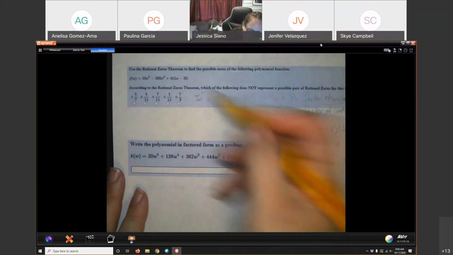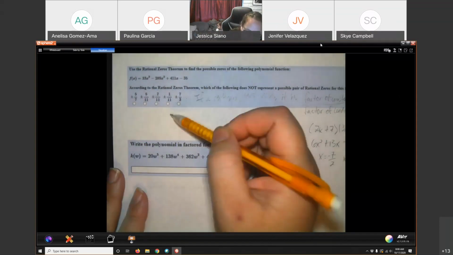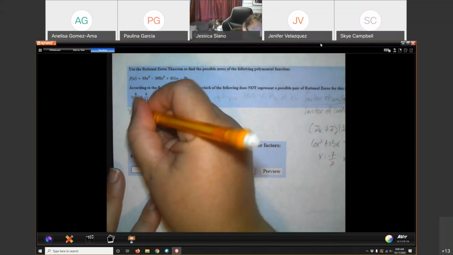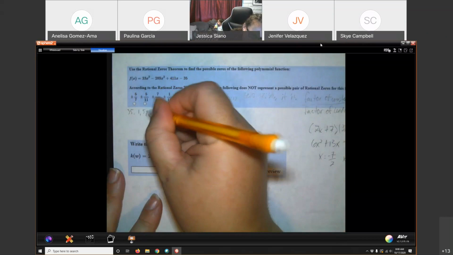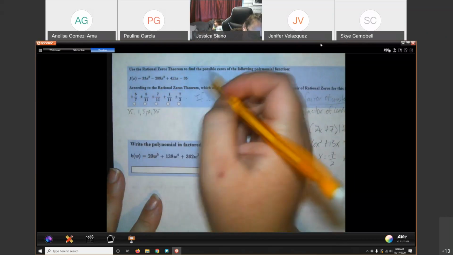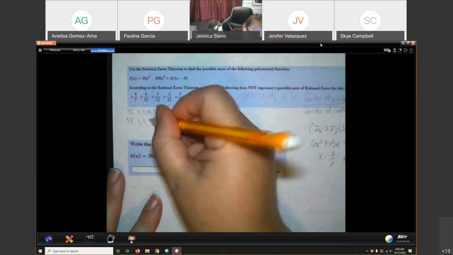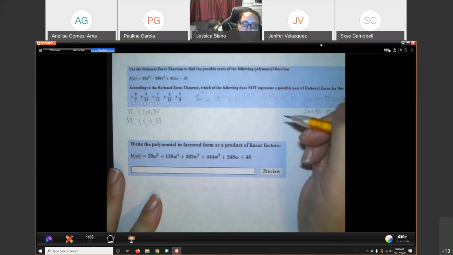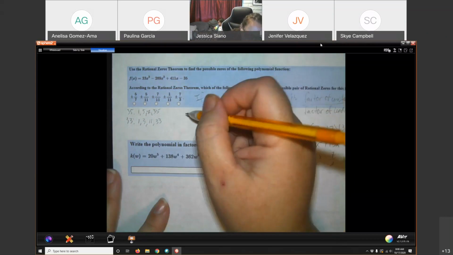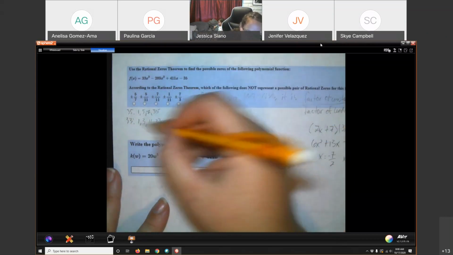So in order to determine which ones of these are possible, we're going to factor 35. That's my constant term. 1, 5, 7, 35. And we're going to factor 33. That's my leading coefficient. 1, 3, 11, 33. And so then my possible zeros would be all of these over all of these.